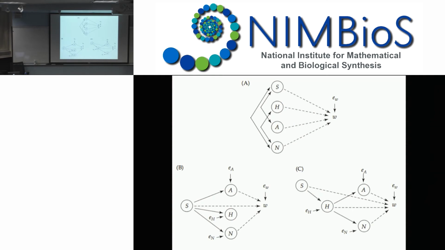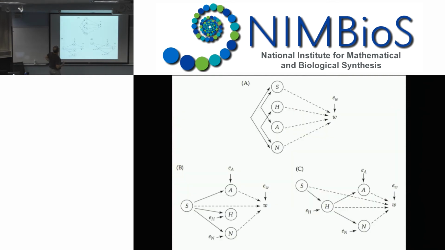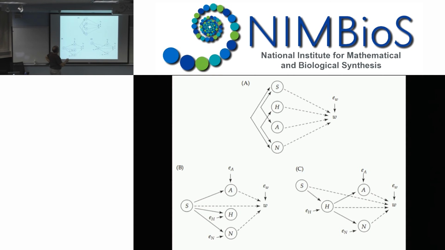So here are 3 examples of paths. So I have, what do we have here? I have seed weight S, plant height H, leaf area A, and number of leaves N. So there are my 4 characters, and they potentially affect fitness. This is what Lande and Arnold assume. Lande and Arnold assume the 4 characters are correlated, and they all potentially increase fitness. So you estimate the correlation, estimate the fitness.